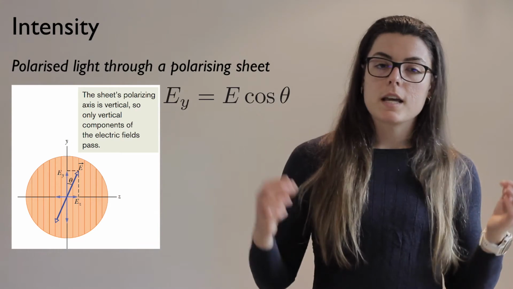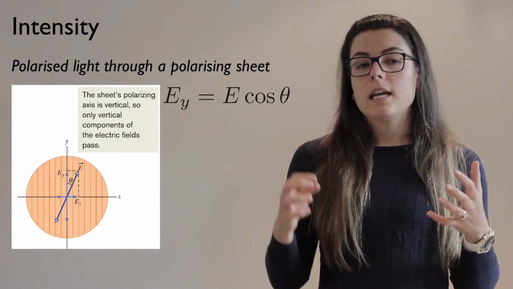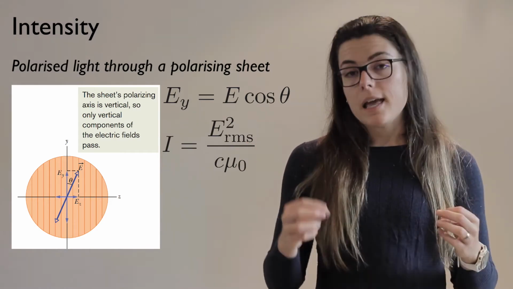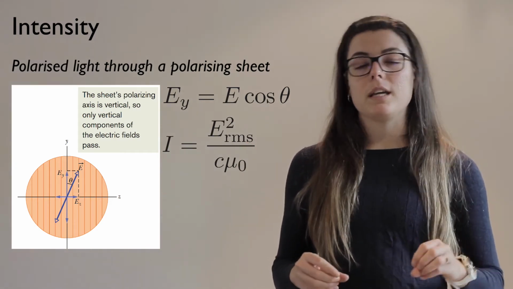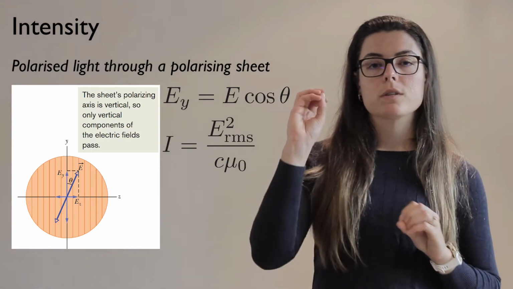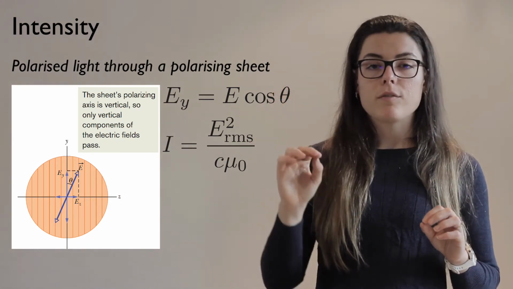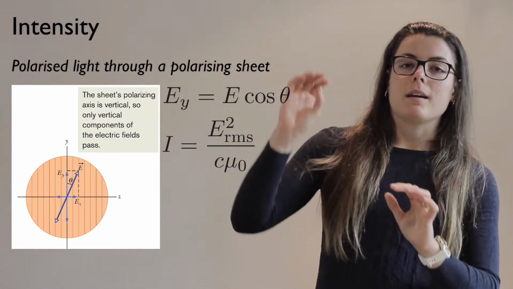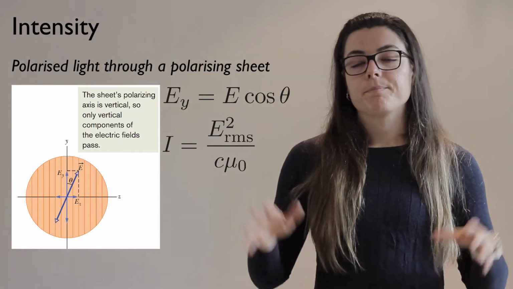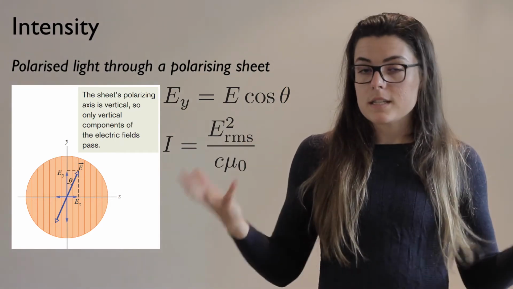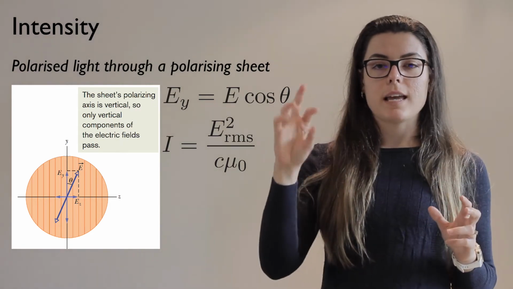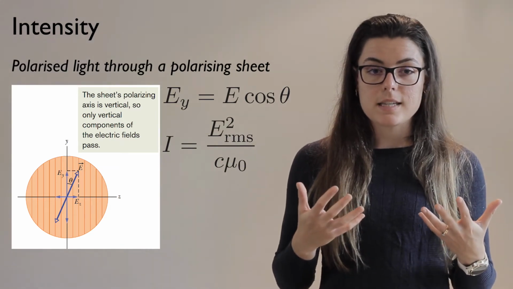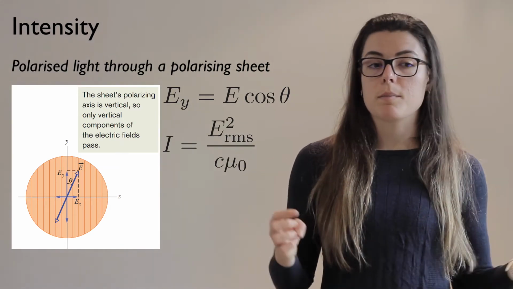Now, remember that the intensity of an electromagnetic wave is proportional to the square of the electric field. That is given to us by, for example, the equation I, the intensity, equals E_rms squared divided by c mu naught, or I equals E_max squared divided by 2 mu naught c. So what this is saying is that intensity is related to the square of the electric field.